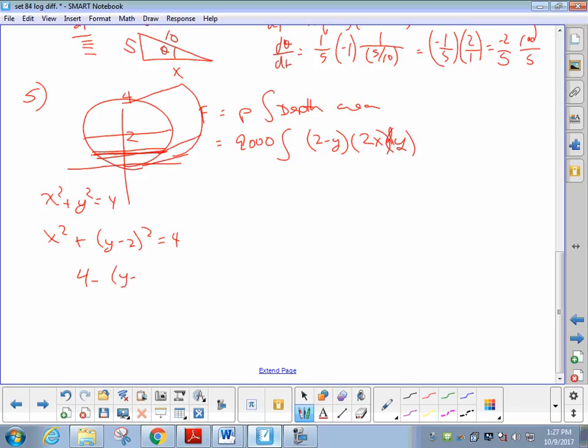4 minus y minus 2 squared is the positive version. So what you did would work, but that's your x, not the center.